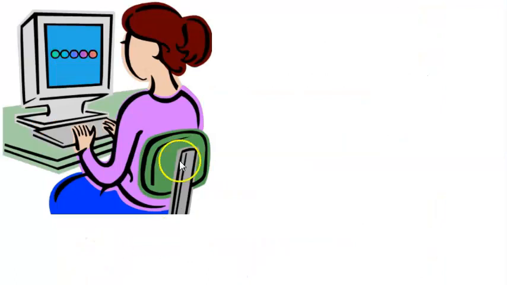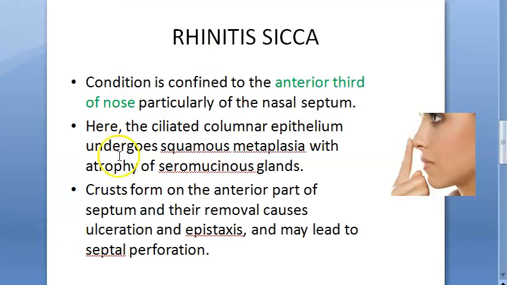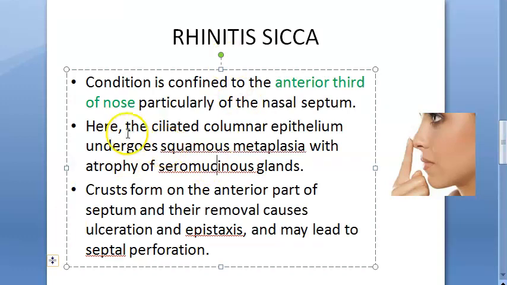What are we looking at today? Rhinitis Sicca. Okay, Sicca means what? Dry, yes. So, what happens here? They have explained the ciliated columnar epithelium undergoes squamous metaplasia with atrophy of the glands, the seromucinous glands. So again here some kind of metaplasia. What metaplasia? Squamous metaplasia, everything is becoming squamous, right? The ciliated columnar epithelium is becoming squamous, isn't it?